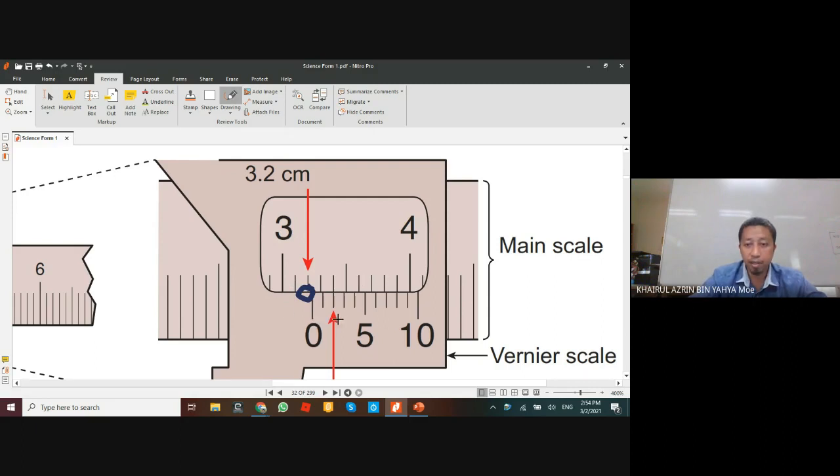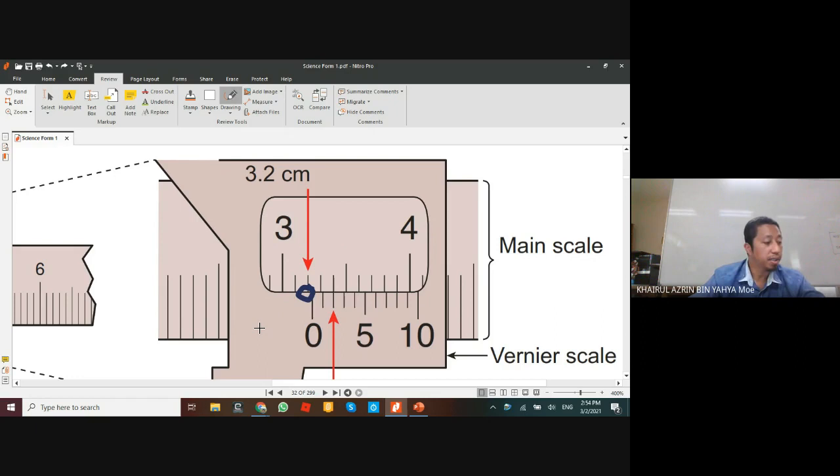Okay. Now here is the vernier scale. On the vernier scale, we refer to the line that is the same as the main scale, a straight line. This one is not straight, not straight. Okay, this one is perfectly straight. The others are not perfectly straight, but this one is perfectly straight.